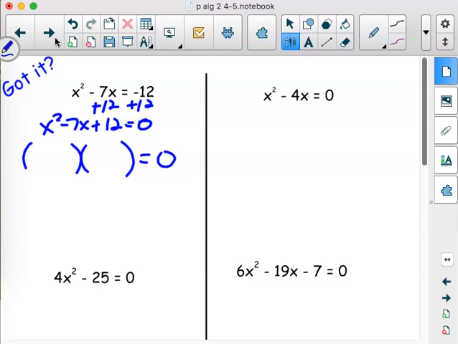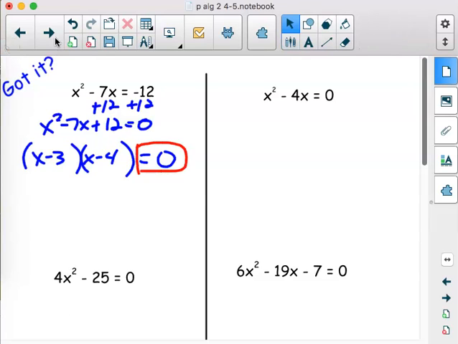So I need somebody to give me the two factors. What's going to go in the parentheses here? Good. And now I realize I'm not done because this is important. I want to find the numbers that are going to make this 0.